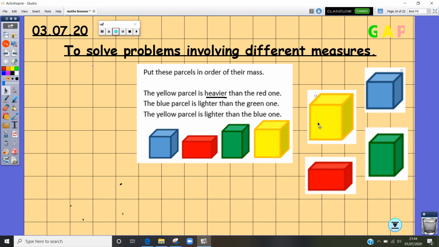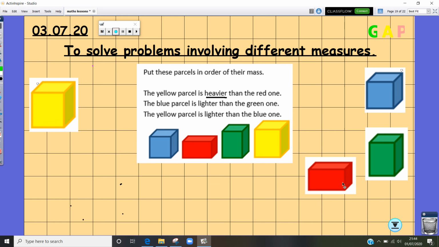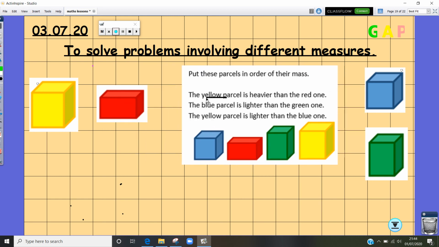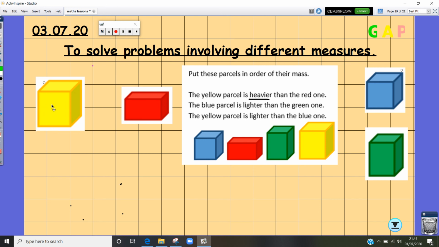Okay, so I'm going to get my yellow parcel and I'm going to get my red parcel, and I am going to say, with my greater than and less than symbols, that the yellow parcel is heavier than the red parcel. Okay, right, now we've got some more information.